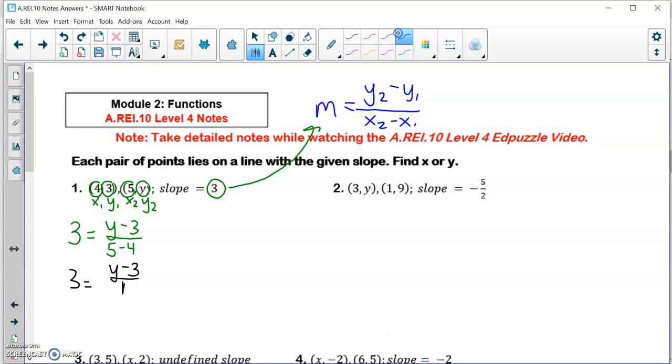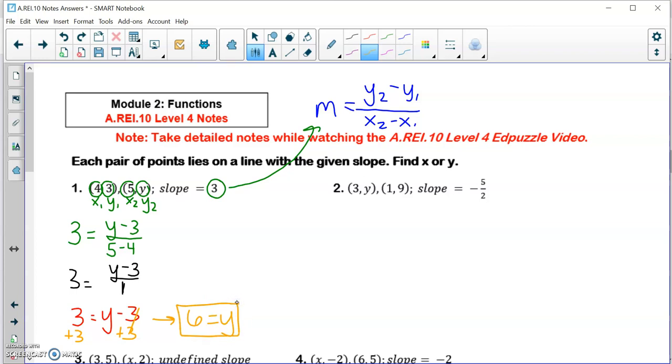All right, well, now we're going to solve this equation for y. So I have 3 is equal to, and y minus 3 divided by 1 is just y minus 3. And now I'm just going to add 3 to both sides to get y by itself to find out that y is equal to 6.